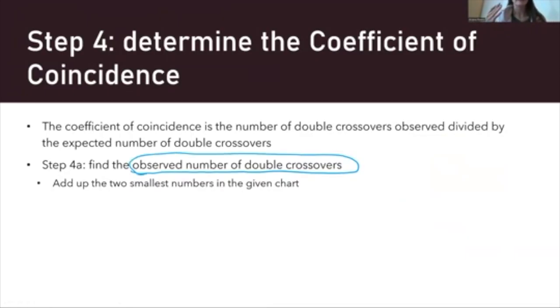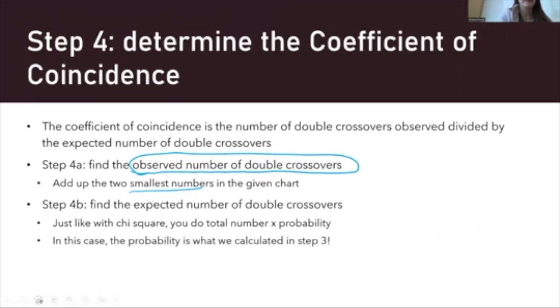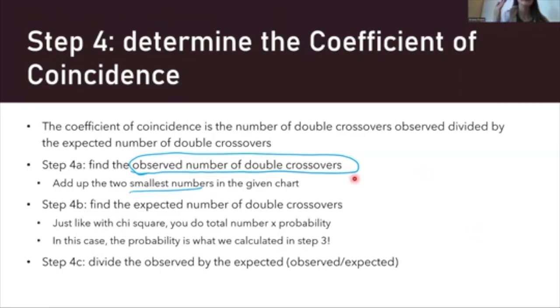And this terminology of having observed and expected should remind you a lot about chi-square. And it's the same kind of idea for observed, that's just given to you. It's going to be in the chart. And we know for double crossovers, it's the two smallest numbers. So for finding your observed, you're adding together those two smallest numbers in the chart. For expected, again, it's the same exact way as chi-square. You do the total number times the probability of it happening. And the probability of having a double crossover event, we just figured out in step 3. So all we're doing is total times the probability we found in step 3. And then we're going to do the division, observed divided by expected.